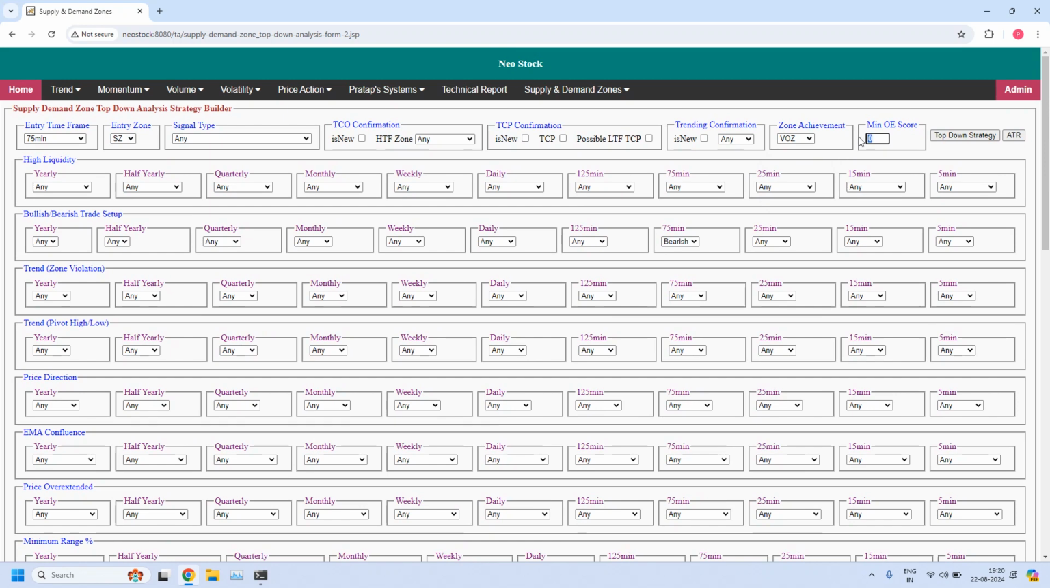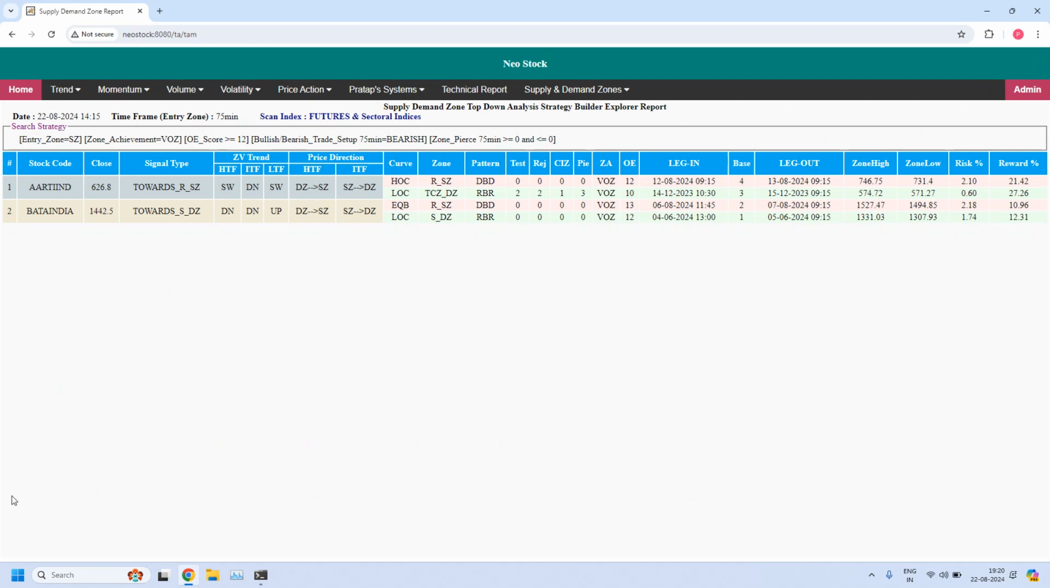Minimum odd enhancer score is 12. All the three filters are applied to 75 minute supply zone. Now two stocks are filtered. Currently these two stocks are supporting bearish trade setup for weekly income trade.